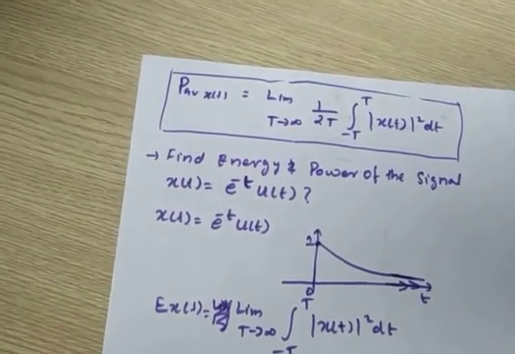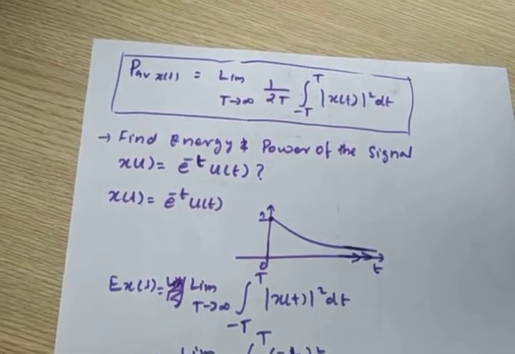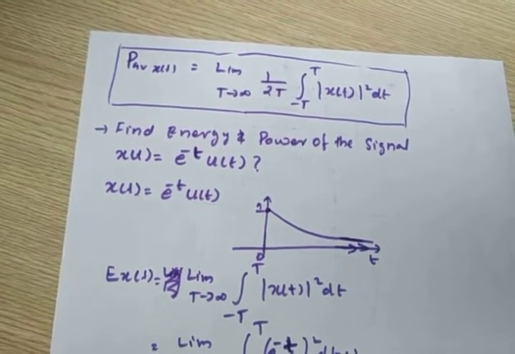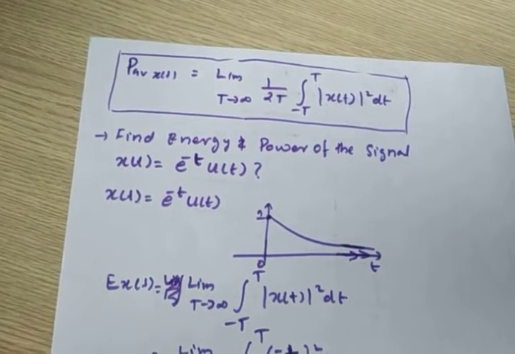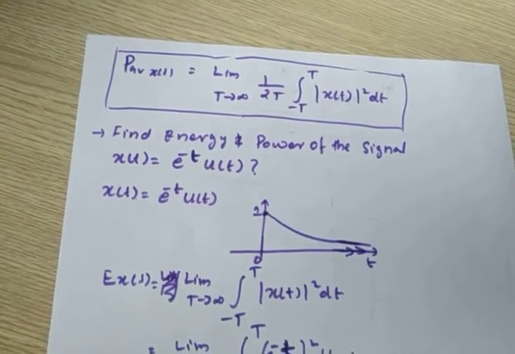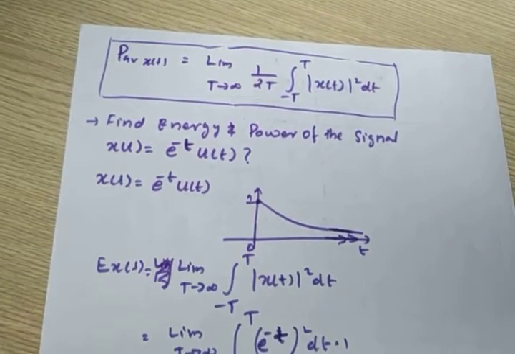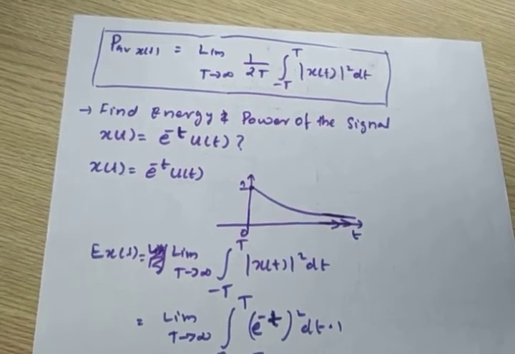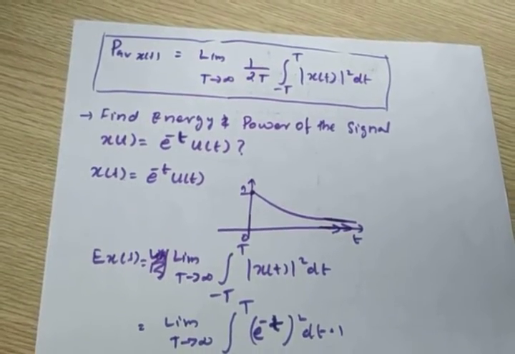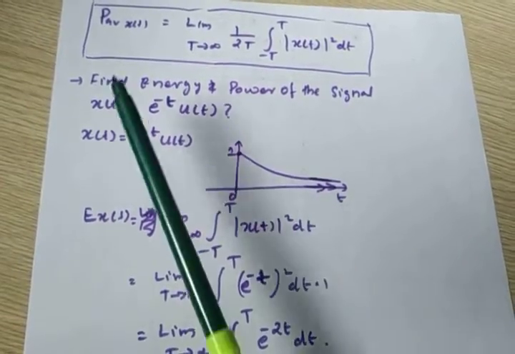P average is the average power, which we normally calculate. So how to find out the average power? P average of x of t is nothing but limit T tends to infinity, 1 by 2T, integral from minus T to T of mod x of t the whole square dt. So this is the formula. By doing a question you will get more clarity about this.